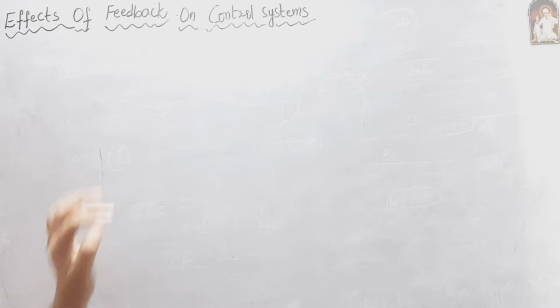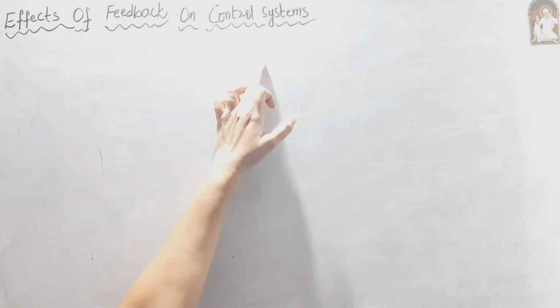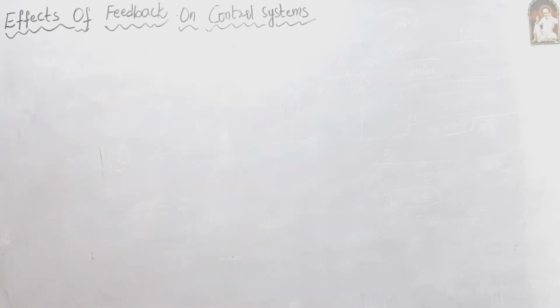Today's topic is effects of feedback on control systems. Before getting to this topic, we will discuss a small topic regarding the types of closed loop control systems. A closed loop feedback control system is classified into two types: one is positive feedback control and another one is negative feedback control.